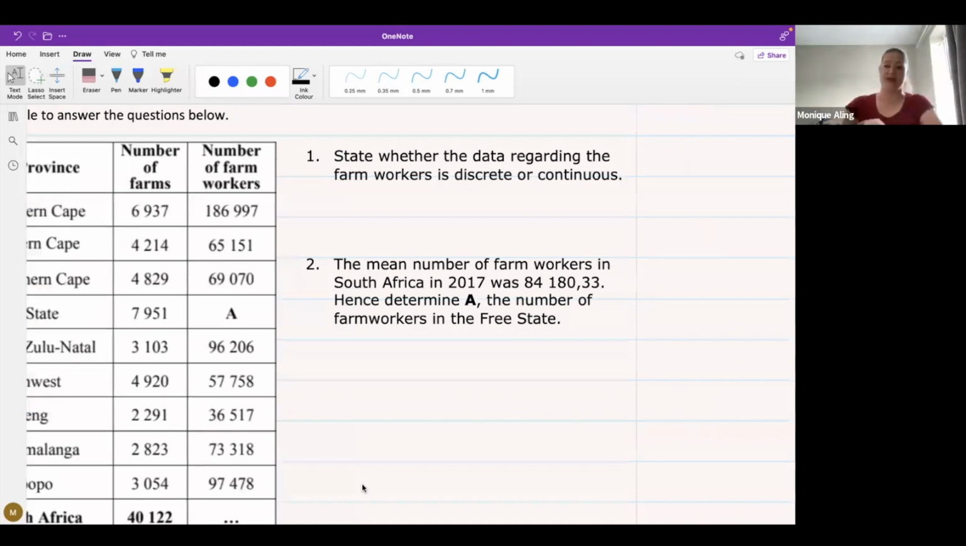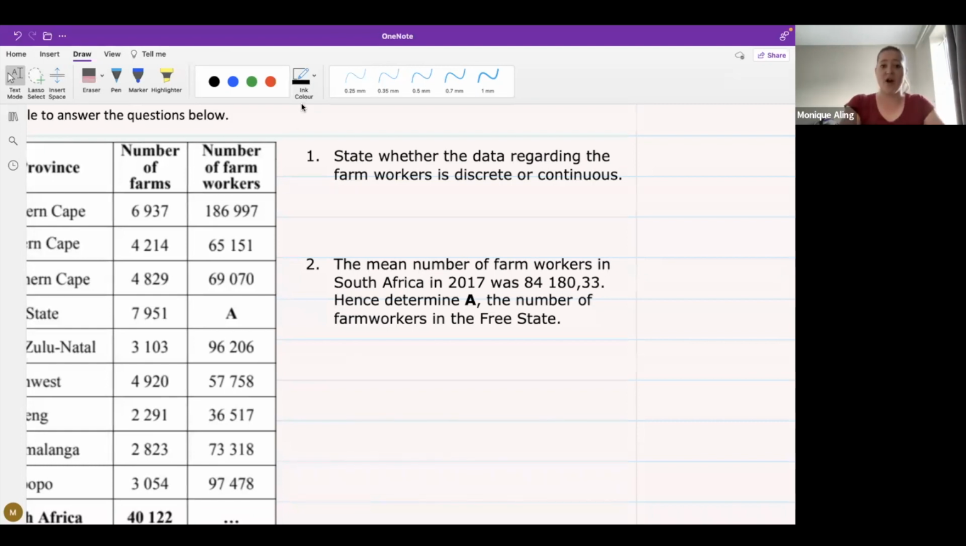So this takes us back 2 or 3 lessons when we did discrete and continuous. What do you think the answer is? Is it discrete or continuous? Farm workers, what kind of data are we looking at? Anyone want to let us know? Good. So I'm seeing the word discrete flying in here, which is correct.